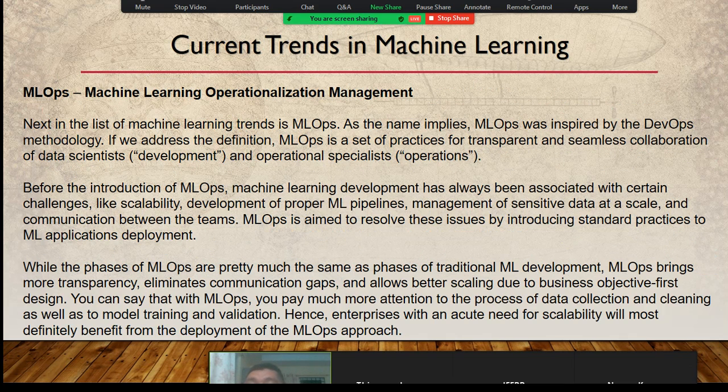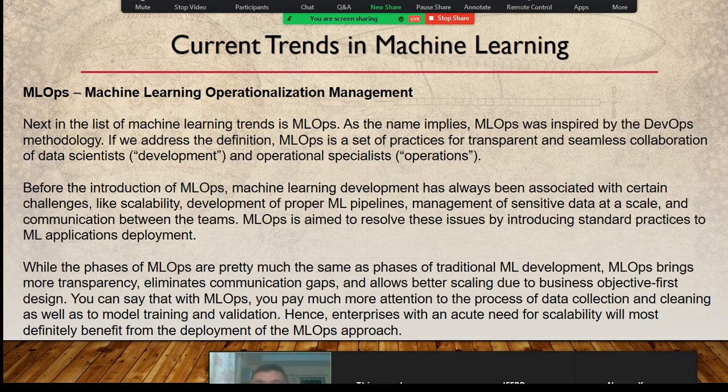The next in line is machine learning trends in MLOps. As the name implies, MLOps was inspired by DevOps methodology. If we address the definition, MLOps is a set of practices for transparent and seamless collaboration of data scientists, development, and operations.